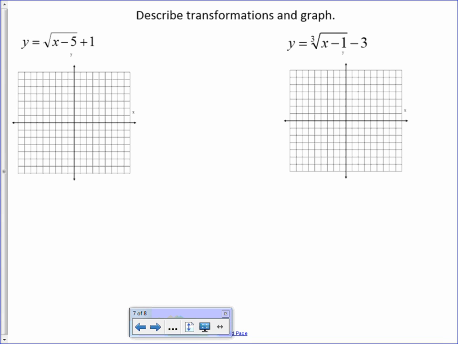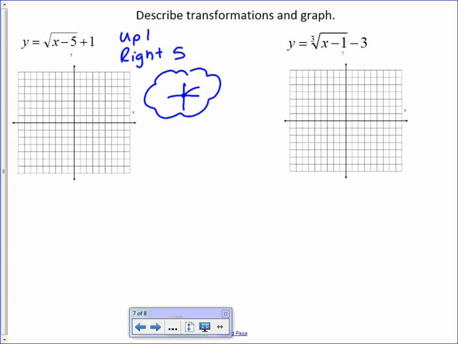Goes up 1. What else? We took care of the 1. Jacob? It goes 5, right? Goes right 5. And the only other thing I really consider, I think about this in my head, so this is my thought bubble. Which shape is it going to be? Is it going to be the square root shape or the cube root shape? It's going to be the square root shape.